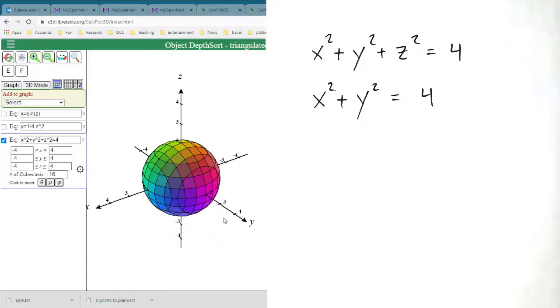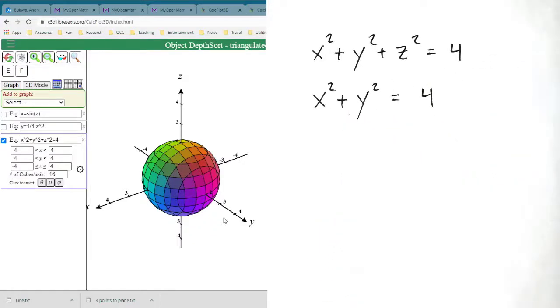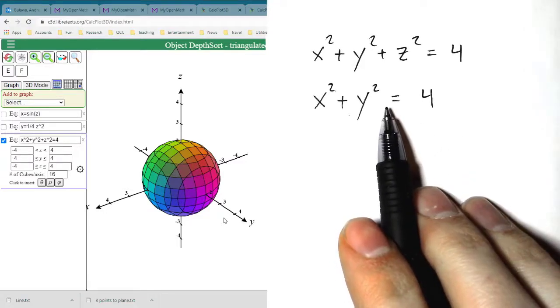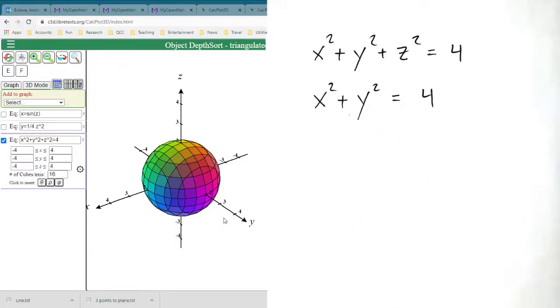But we're not specifying the z coordinate here. So while x and y have to live on that circle in the xy plane, the z could be anywhere. It could be any value. So what surface would that make? Think about it. Pause the video. Think about it. And I'm going to go enter that in here.